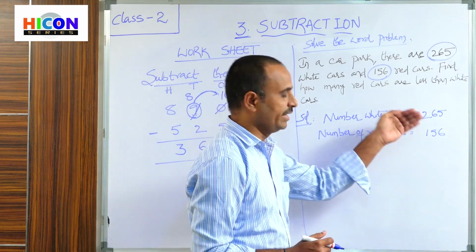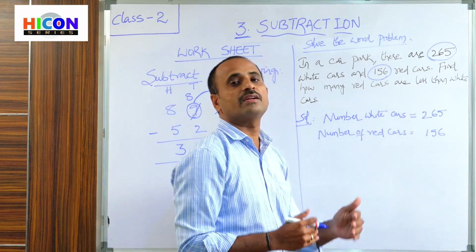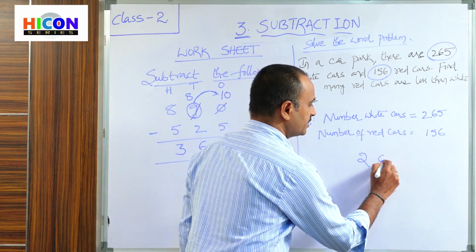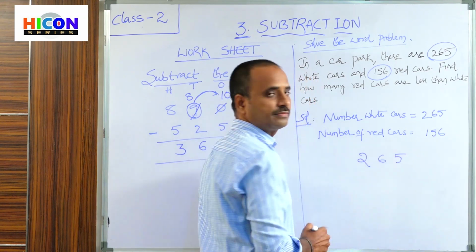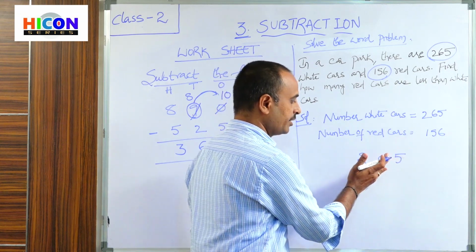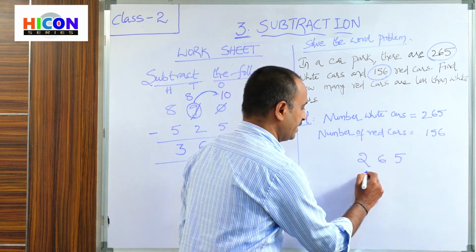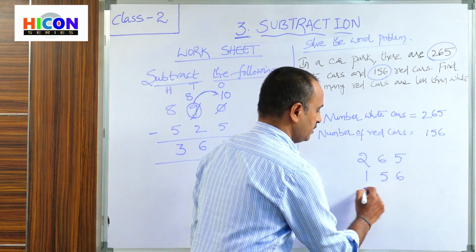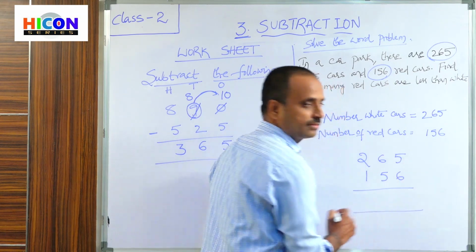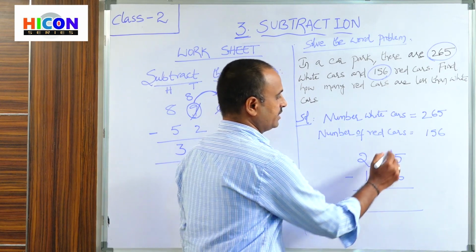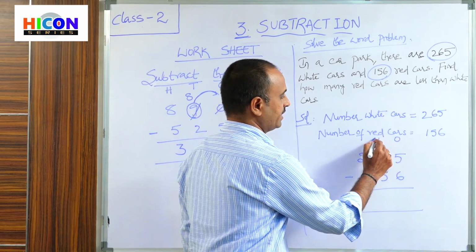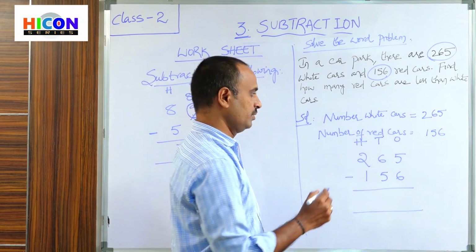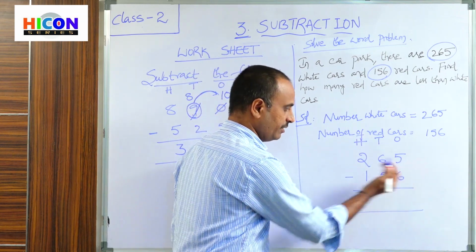So write one number below the another in their corresponding places. So the first number is 265. And write the smaller number below the greater number in their corresponding places. 156. So now do the subtraction. So this is ones place, this is tens place, this is hundreds. So now start subtraction from the ones place.